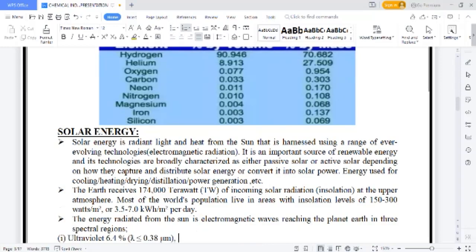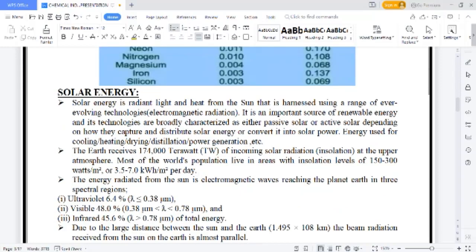The energy radiated from the sun is electromagnetic waves, which reach the planet Earth in three spectral regions. And here is the wavelength of all the three regions. First is ultraviolet, which is 6.4%, and its wavelength is less than or equal to 0.38 micrometer. Second is the visible region, which consists of 48.0%, and its wavelength is 0.38 to 0.78 micrometer. Infrared consists of 45.6% of total energy.